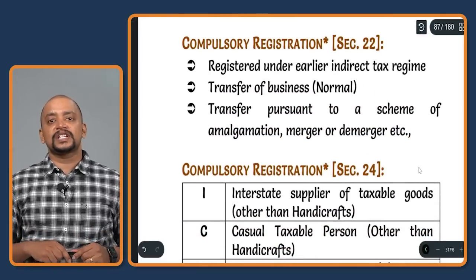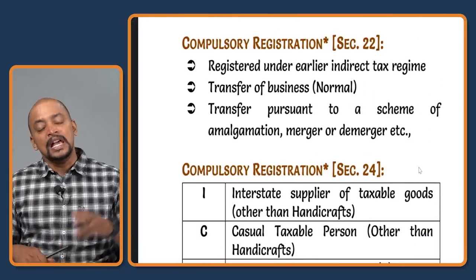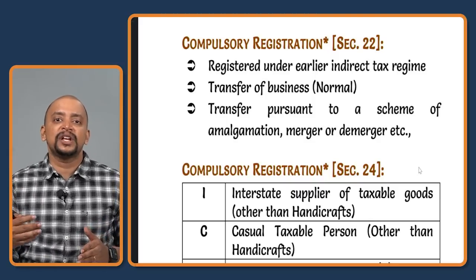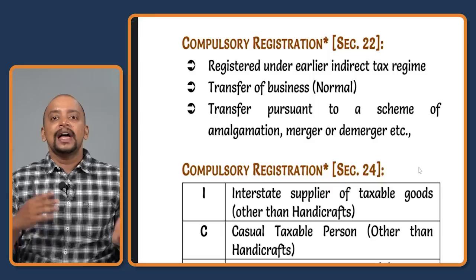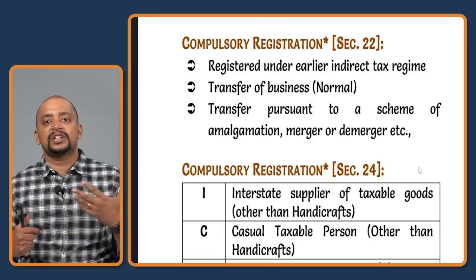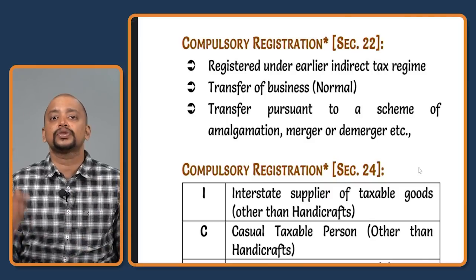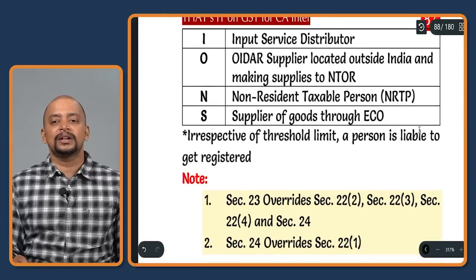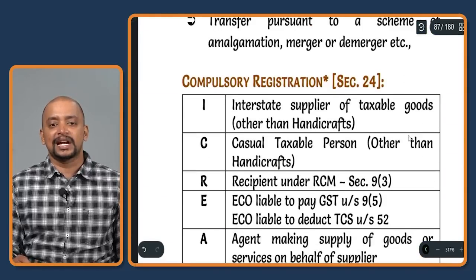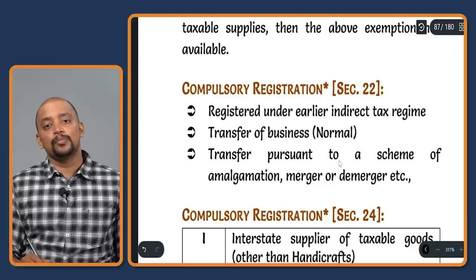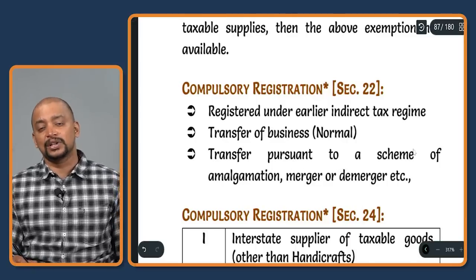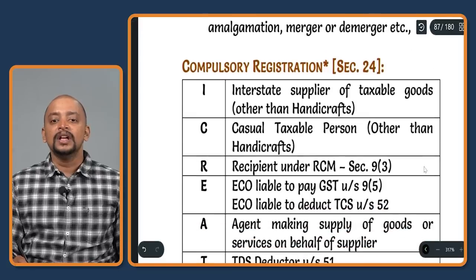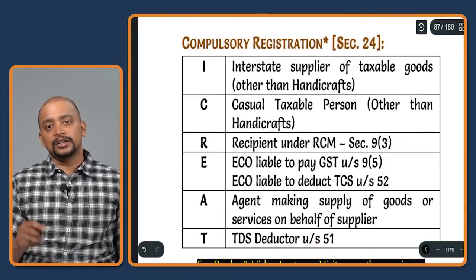And compulsory registration, as per section 22 also we have compulsory registration. If they are already registered under the earlier indirect tax law, they should definitely register. If there is any transfer of business by a registered person, the transferee should definitely register. And if there is any transfer of business owing to amalgamation, merger or demerger, then also registration is required. The transferee should register. But in these 3 cases, if their aggregate turnover does not exceed the threshold limit, then they can come out of the registration. That advantage is there. So in these 3 cases, they can come out of the registration if their aggregate turnover does not exceed the threshold limit, which means if they are no longer liable to be registered, they can make an application for cancellation of registration. But in the section 24 case, they cannot do that. They should always be registered.